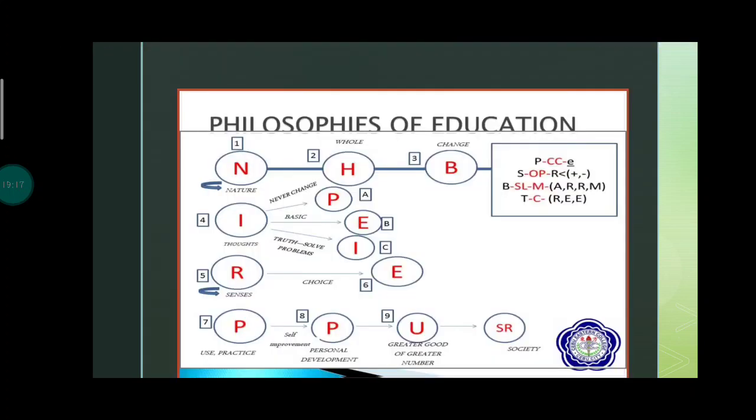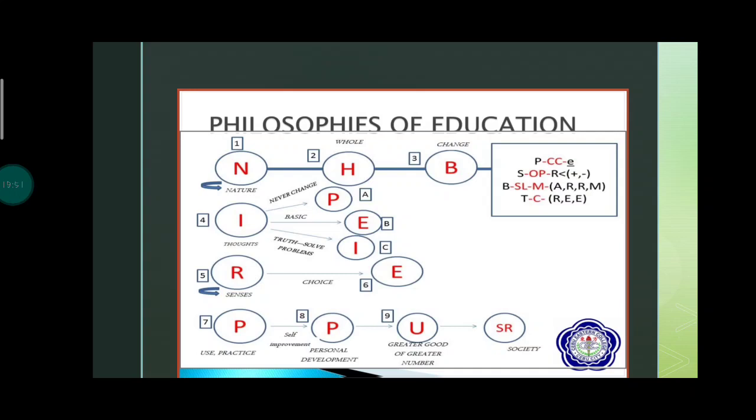Then, philosophies of education. N is for naturalism, which talks about nature. H is for humanism. Then, reading, writing, arithmetic. B is for behaviorism: behavior you cannot measure, you cannot see.